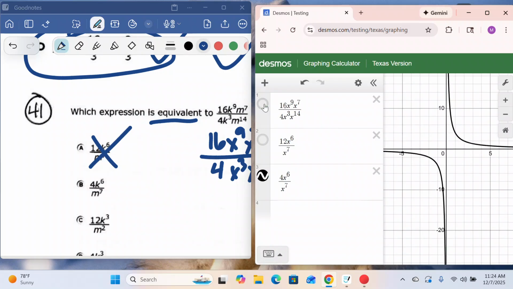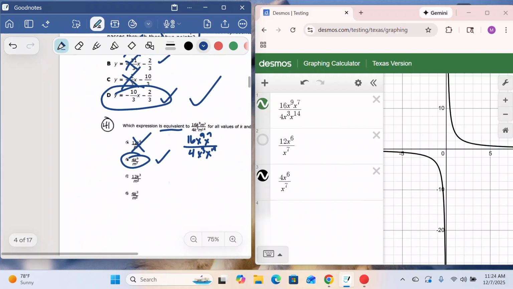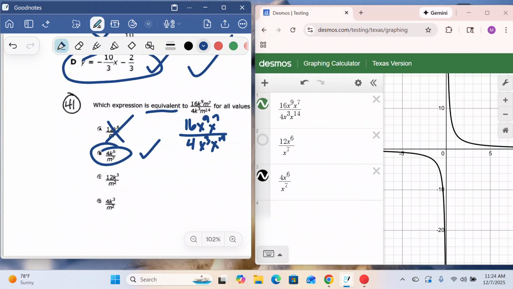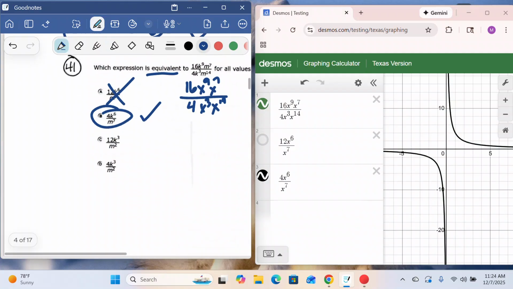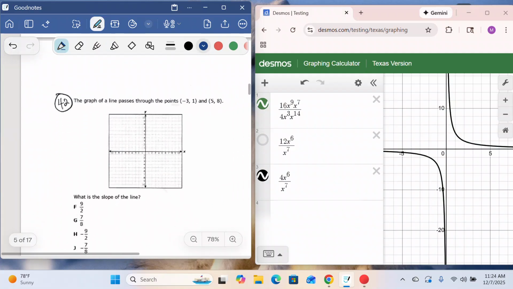So then once again, I take this one off and I put it back on. It should be identical. Put it on, and they got to be overlapping, and that is your equivalent. Once again, if you want to try C and D, that should be also the correct answer. So the next one, going on to 42.